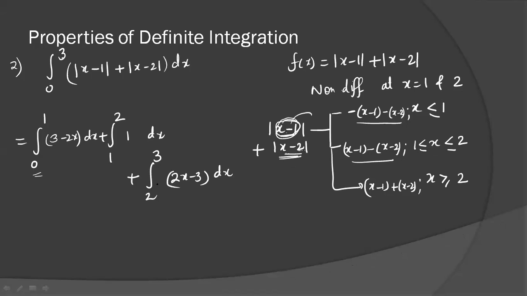Now you can integrate it and put upper limit minus lower limit. 2 minus 1, it will keep it, and 2 plus 3 minus 2. So this is the breaking of modulus function using the property of splitting of integration.